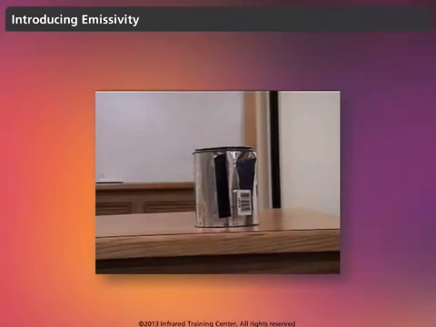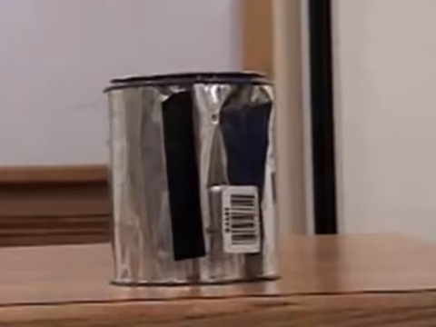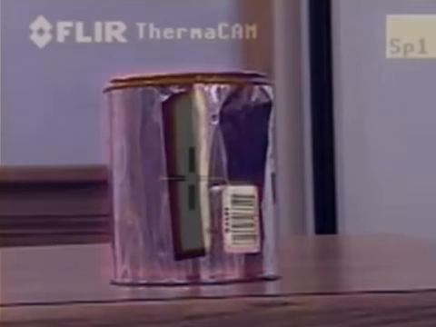In addition to temperature, there is another attribute that determines how much infrared energy an object can emit, and we call that attribute emissivity. Let's take a look at this steel can. We have filled it with hot water. There are three different surfaces here: steel, black plastic electrical tape, and a paper label. All three of these materials are at the same temperature. Let's take a look with the infrared camera.